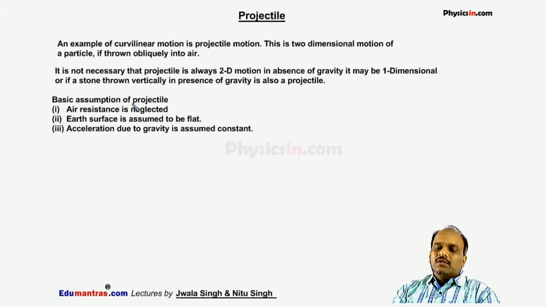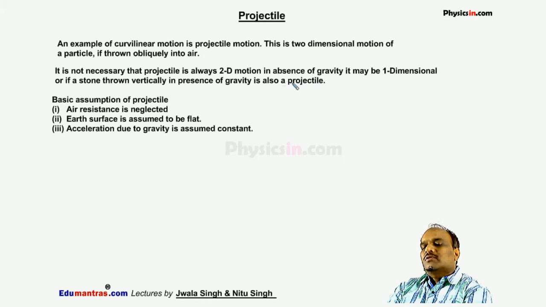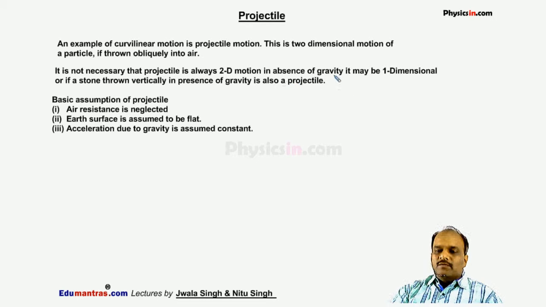Or if we throw a stone vertically upward or downward in presence of gravity, then also it is a projectile. Means when we throw a particle vertically upward or downward, it is also a projectile. Usually students think that the projectile is always two-dimensional. It is not necessary. Projectile may be one-dimensional also. When we throw a particle outside the Earth's surface, it moves in a circular path, that is also a projectile.